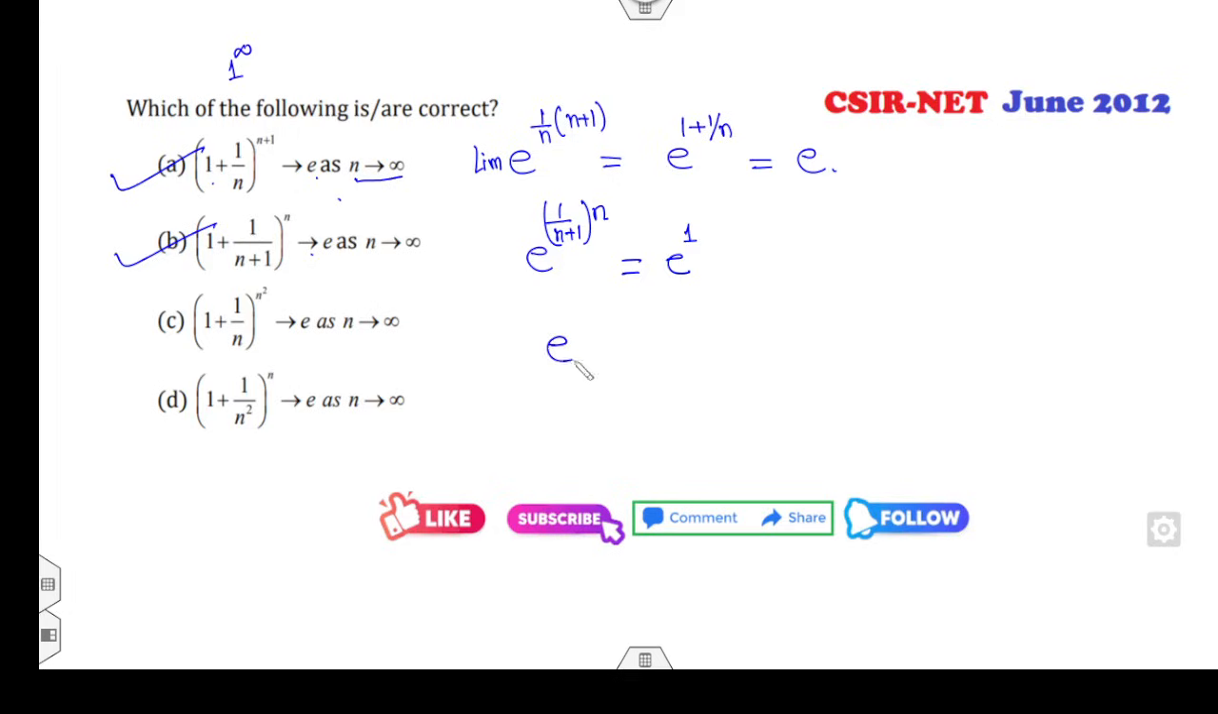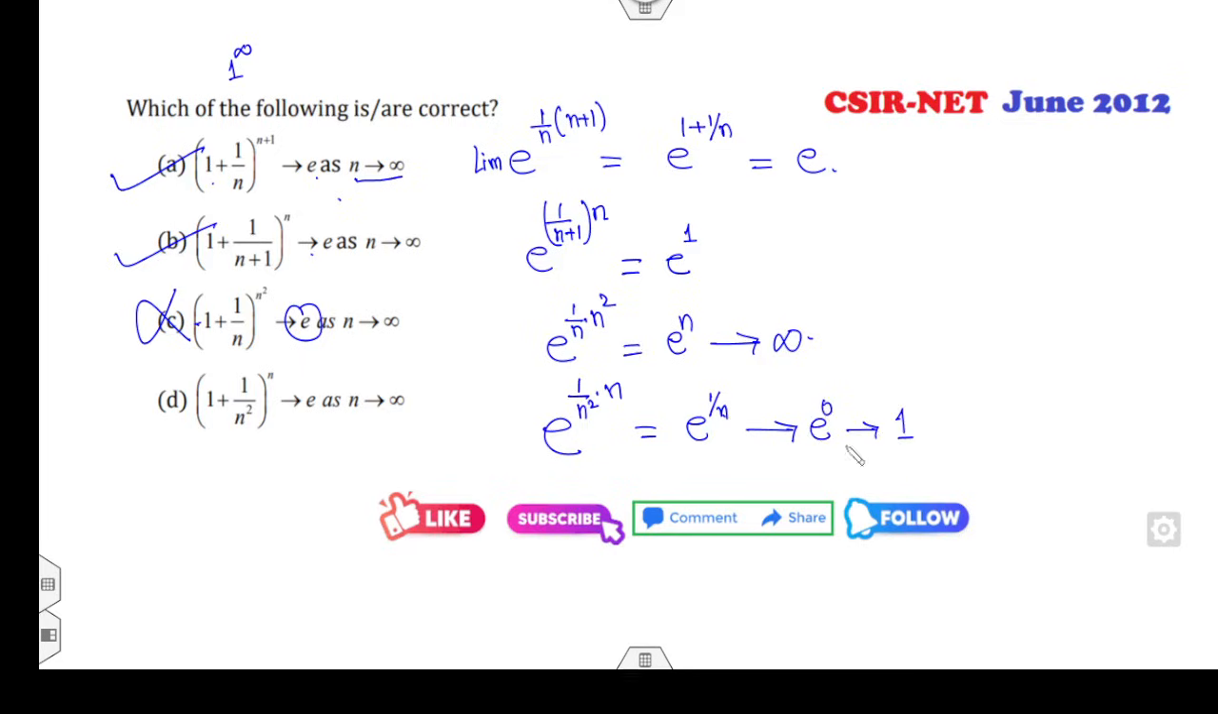Again, it's 1 + 1/n into n squared. That will be e raised to power n, which goes to infinity. But he said e. That's the wrong answer. Then 1/n squared into n gives e raised to power 1/n. As n approaches infinity, it goes to e raised to power 0, which is 1. But he said e, so that is the wrong answer.